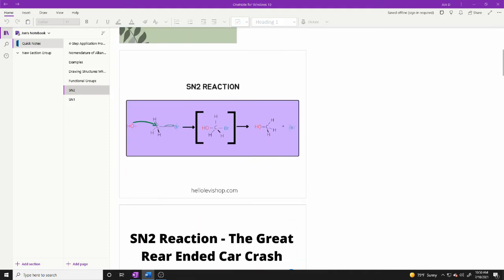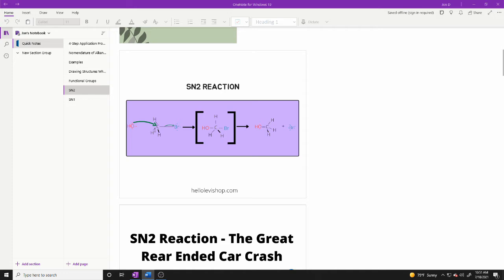Now this right here is what a general SN2 reaction looks like. You have a nucleophile, which is this right here. It attacks the backside, and I won't emphasize that because it'll come into play a little bit later. It attacks the backside of the electrophile, which is this right here, specifically the carbon atom, because the bromine atom is pulling electron density away from the carbon.